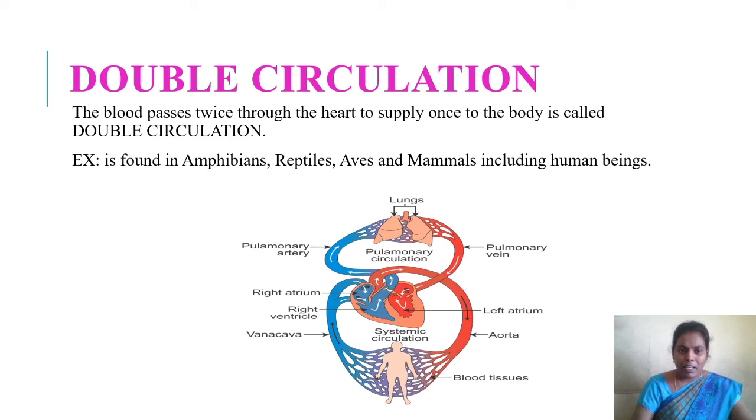In this way, blood passes through the heart two times to supply once to the body, which is called double circulation. What is meant by double circulation? The blood passes twice through the heart to supply once to the body is called double circulation. This double circulation is found in amphibians, reptiles, aves, aves means birds, and mammals. Mammals include human beings also. We can observe double circulation in all amphibians, reptiles, aves, mammals including human beings.